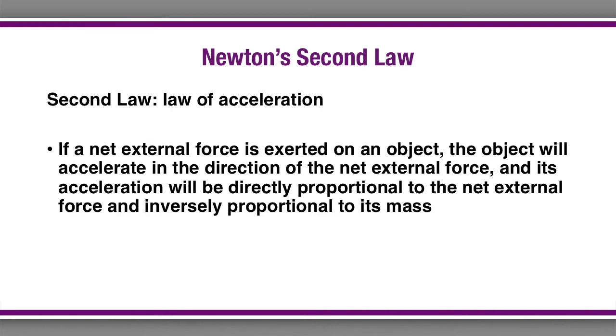on an object, the object will accelerate in the direction of the net external force, and its acceleration will be directly proportional to the net external force and inversely proportional to its mass. So Newton's second law is otherwise known as F equals ma. So we can see here that if F remains the same, m and a will be inversely proportional to one another, and acceleration will be directly proportional to force.